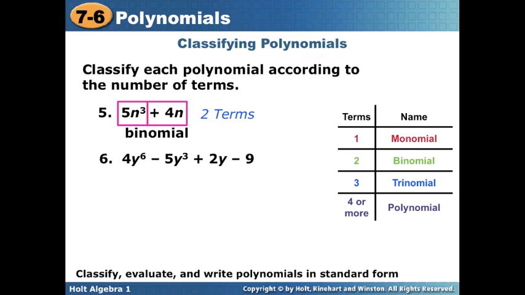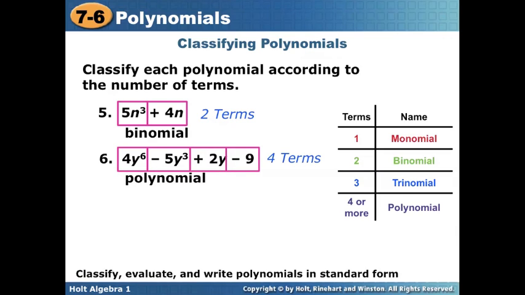Example number 6. We have 4y to the 6th minus 5y to the third plus 2y minus 9. Again, remember, each term is separated between the plus and minus sign. So count the terms. Do not count your plus or minus signs. Only count the terms. So here we have 4 terms. There is no special name for this. We just call this a polynomial.